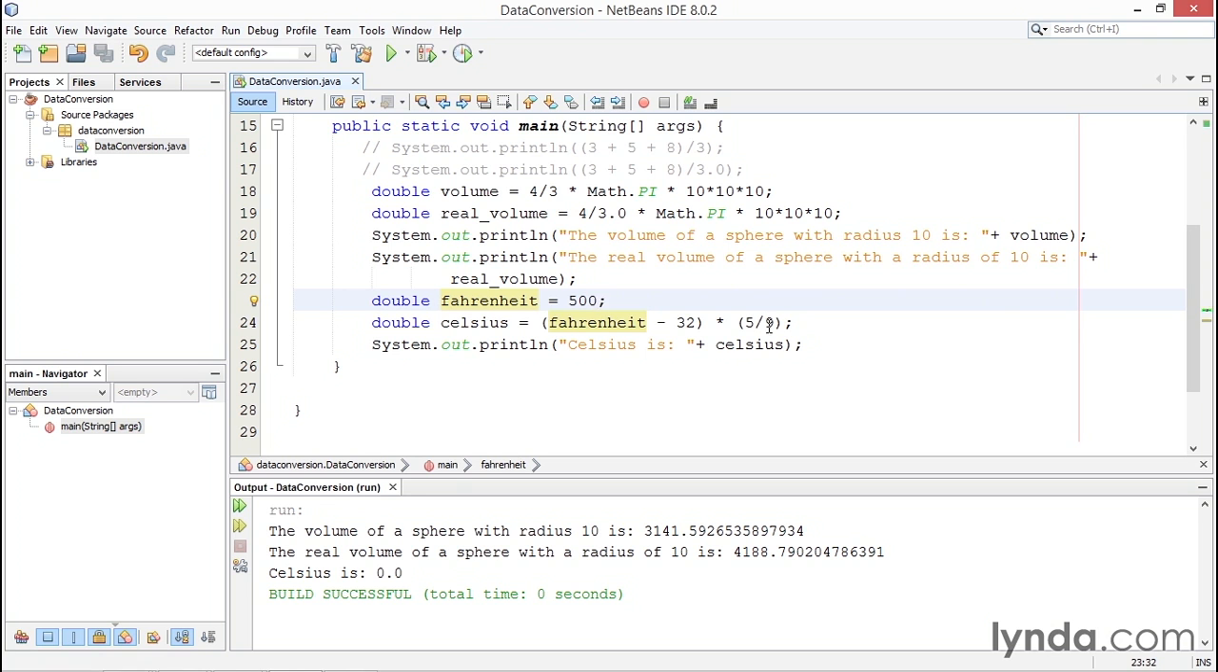The good news is that all of these problems can be solved easily by using implicit conversion. So if I change my 5 divided by 9 to include a decimal, 5 divided by 9.0, because it does not change the value, and I run it again, you can see I'm getting the correct Celsius value.